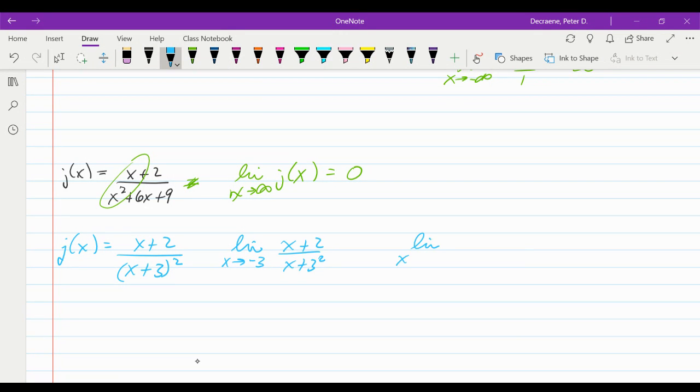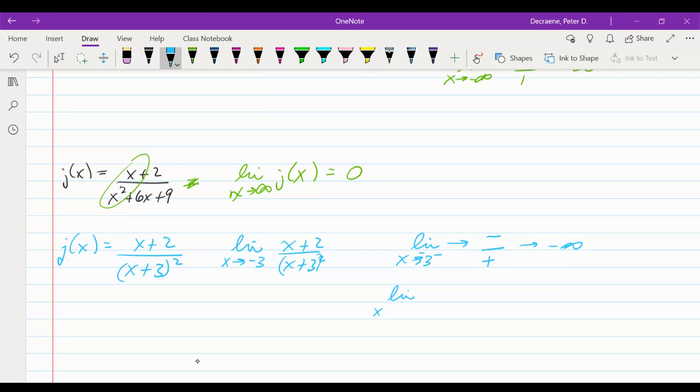Let's think about the left limit. The limit as x goes to negative 3 from the left. Negative 3 plus 2, something close to negative 3 plus 2 is going to be negative. And something close to negative 3 plus 3 is still going to be negative. Squared, though, is going to be positive, so we get negative over positive. So this one is going to be negative infinity.